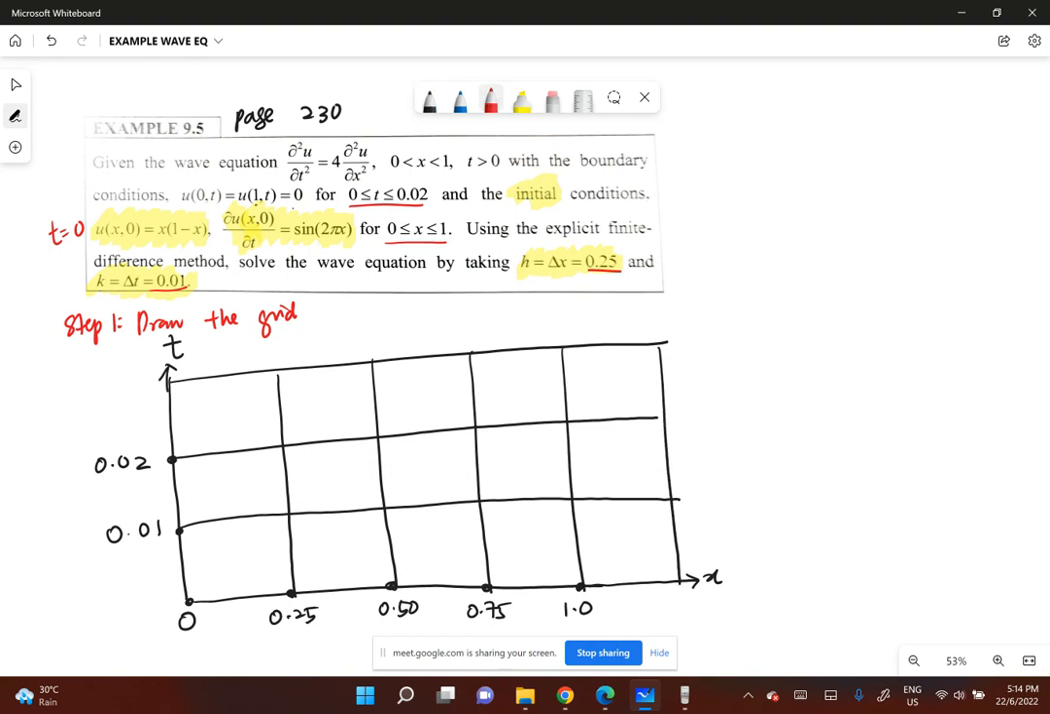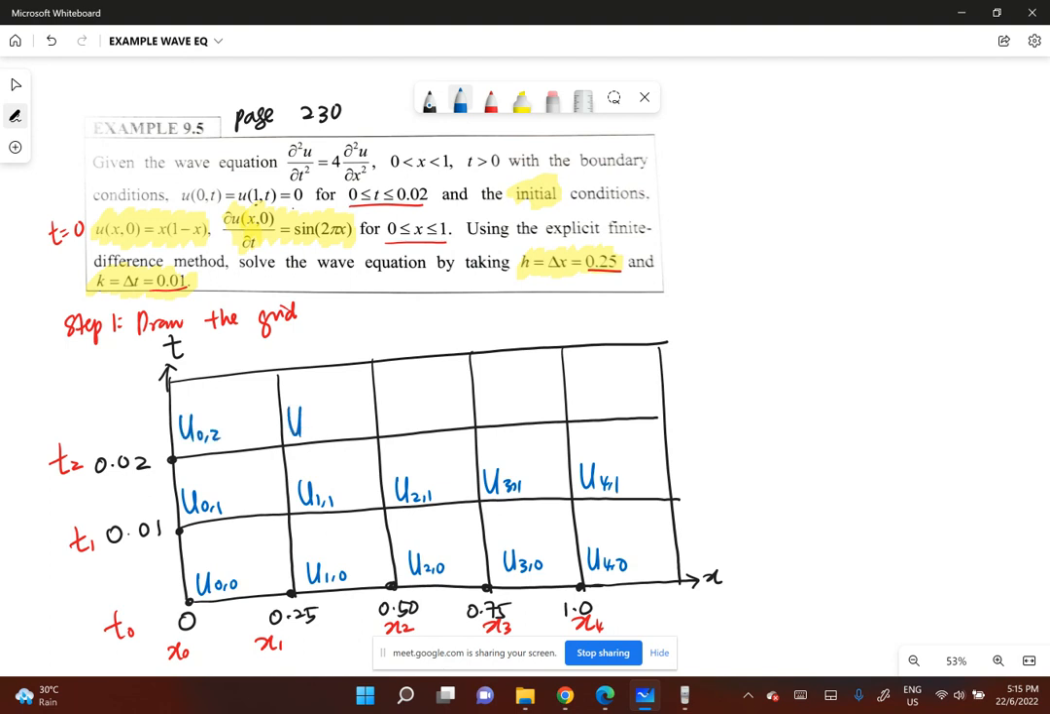So I name it like this. This is T0, T1, T2. This is X0, X1, X2, X3, X4. So the names here are U00, U10, U20, U30, U40. And this is U01, U11, U21, U31, U41, and this is U02, U12, U22, U32, and U42. Okay? I just repeat the same thing as before.